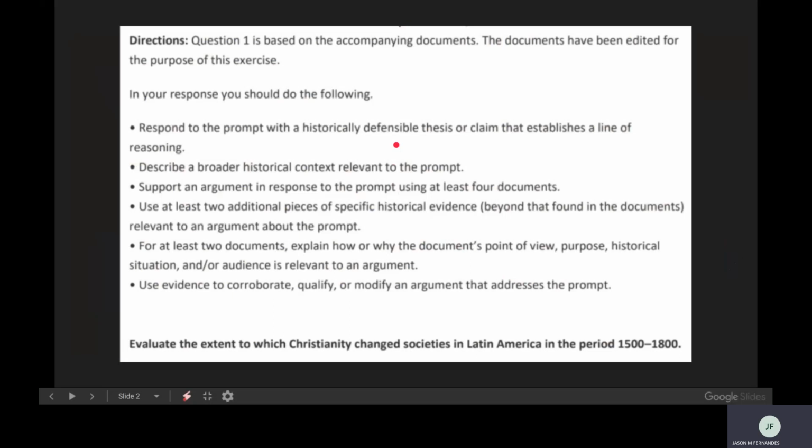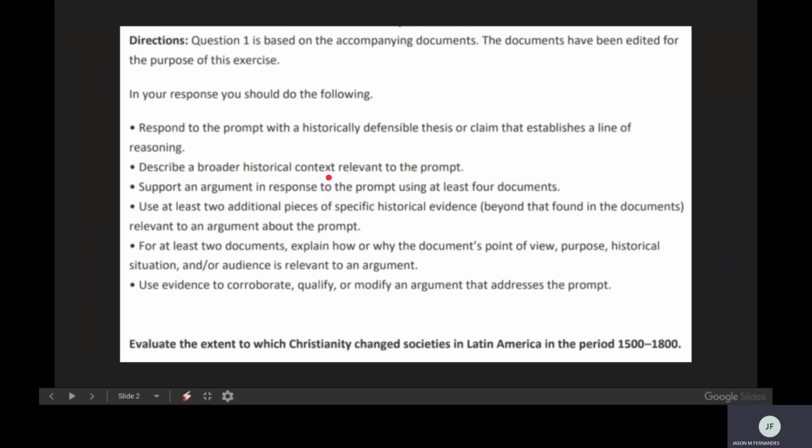First off, let's remember what the requirements are, right? We need a thesis or a claim. This is establishing our line of reasoning. It's our argument that we're going to prove, okay? We need some context for this, 2-3 sentences at the most. Don't get deep into this. You don't have time for that, okay? That's not what they're looking for, okay?